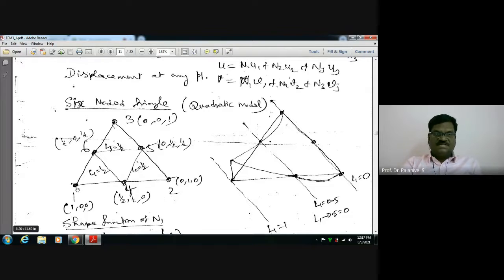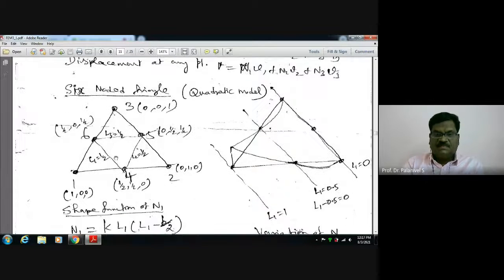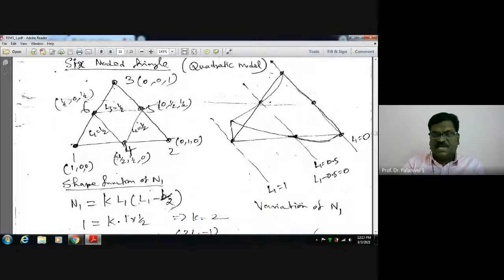So I am considering all the 6 nodes, 1, 2, 3, whose coordinates are also given: 1, 0, 0; 0, 1, 0; 0, 0, 1; and half, half, 0; 0, half, half; half, 0, half. This has to be watched very carefully. We are going to obtain the shape function for N1. You should not consider this node. You have to set up the equation of lines passing through the other nodes.